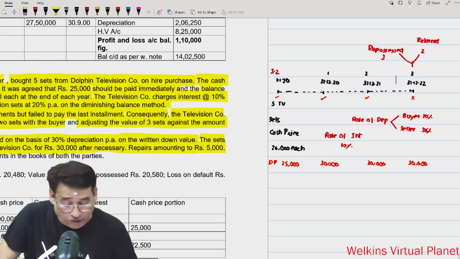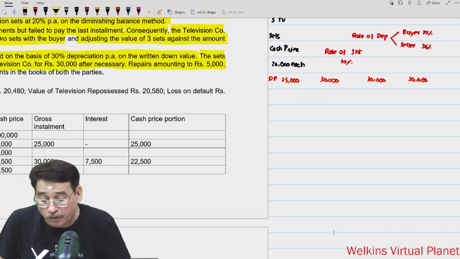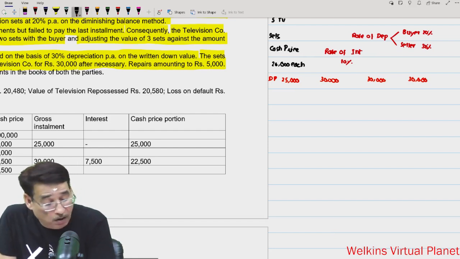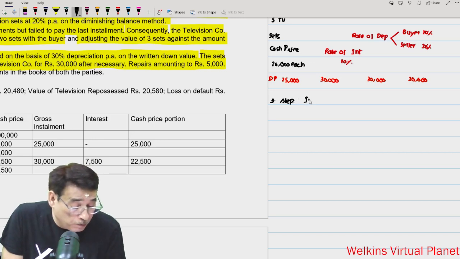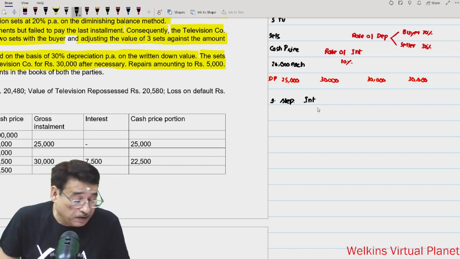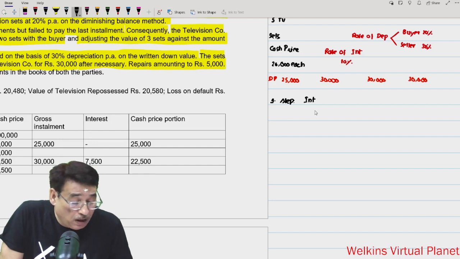Now we have to obviously solve this particular question. In order to solve the question, what are we supposed to do? First of all, as usual, our first step will be computation of interest. So we will do the computation of interest as we normally do. Because in this question the cash price is given and the rate of interest is also there, we will apply the gross installment method, that is the first method.